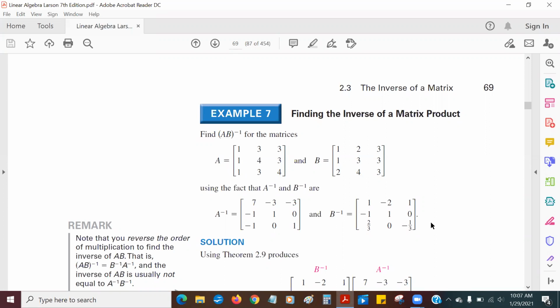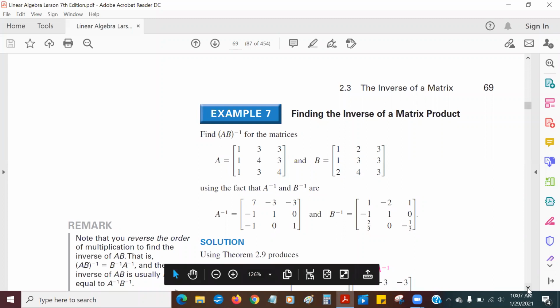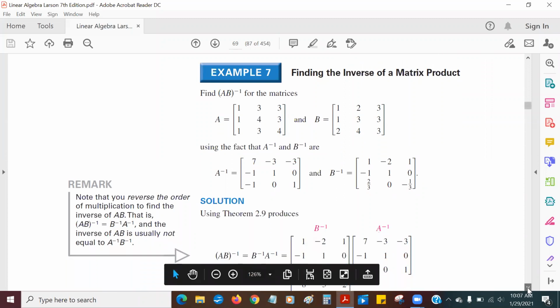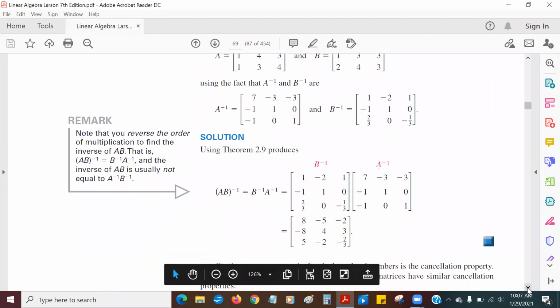So how do you find the inverse of the product AB? Very simple. I just take B inverse and A inverse. I multiply them, but in reverse order. I put the B inverse first, and then the A inverse. And this is the final answer that you all should have gotten.